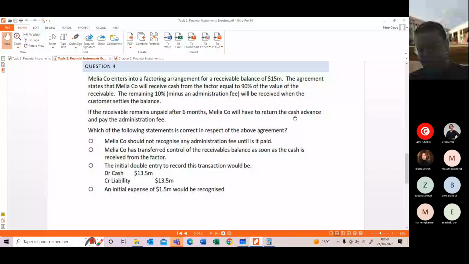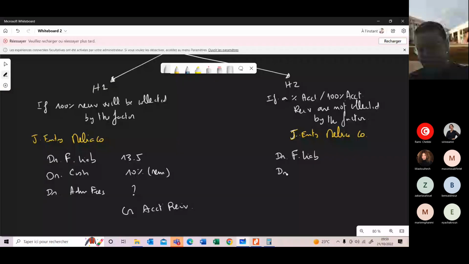That's right. So debit the financial liability, debit the administration fees, and finally you credit cash. This is for 13.5 million. This is for an amount, and of course the cash is for the sum. Is it okay, guys, for you?